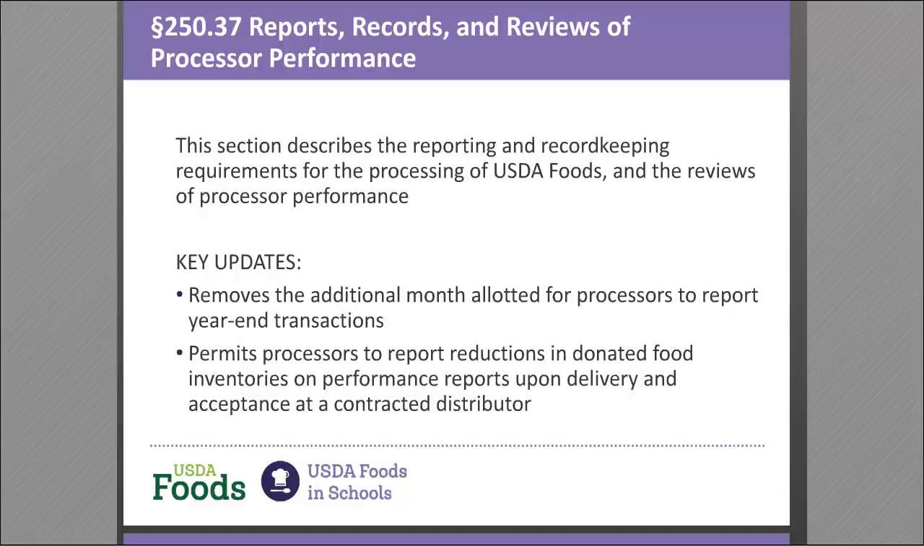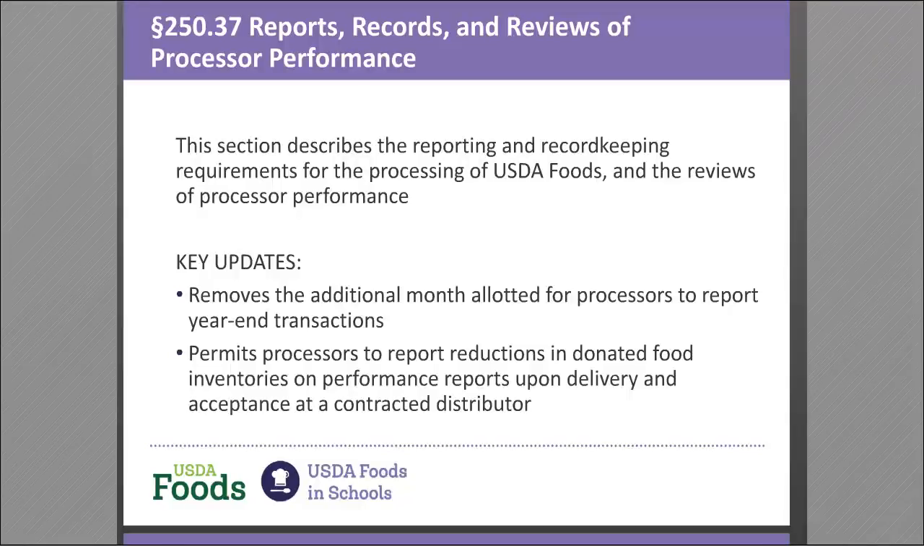In 250.37, we include the reporting and record keeping requirements for the processing of USDA foods and the use of such reports and records to review processor performance. In 250.37A, we removed the additional month previously allotted for reporting year-end transactions. The advanced tracking methods instituted with improved technology permits processors to complete the necessary tasks without additional time. This will assist state agencies in expediting the analysis of processor inventory.